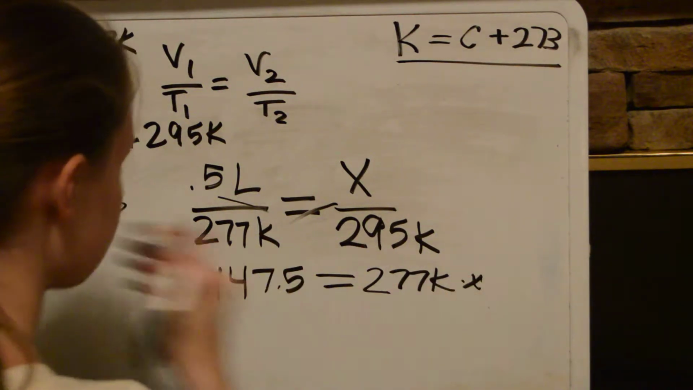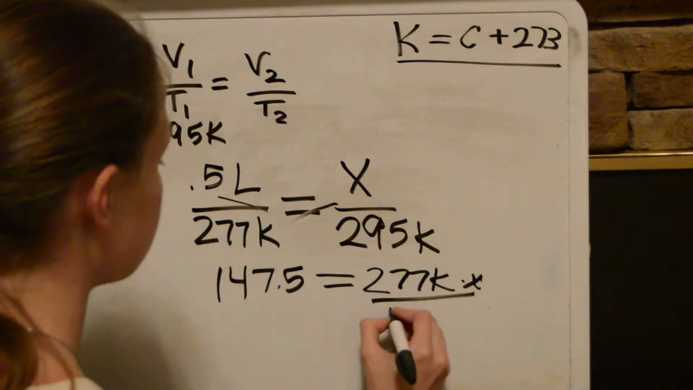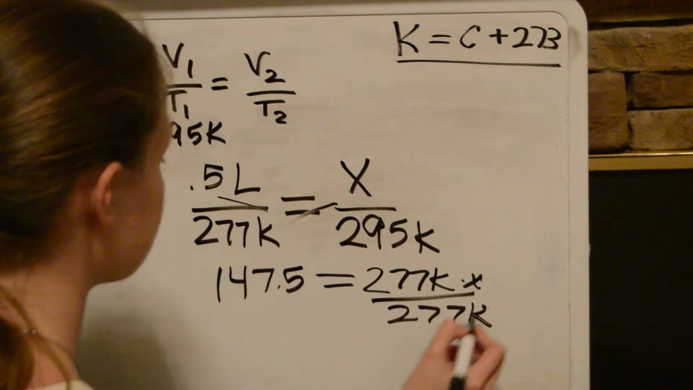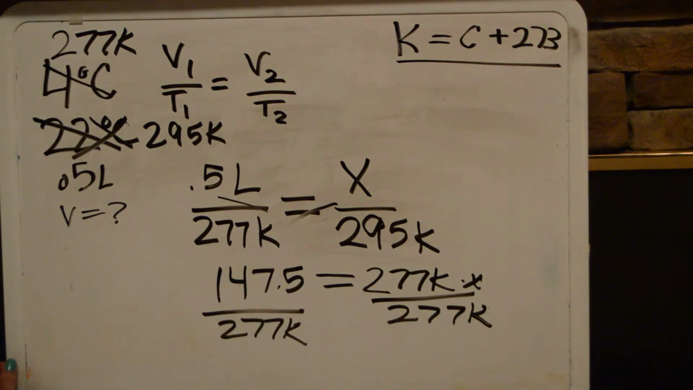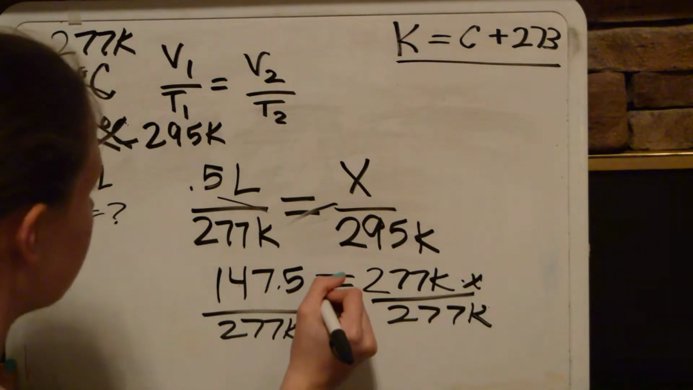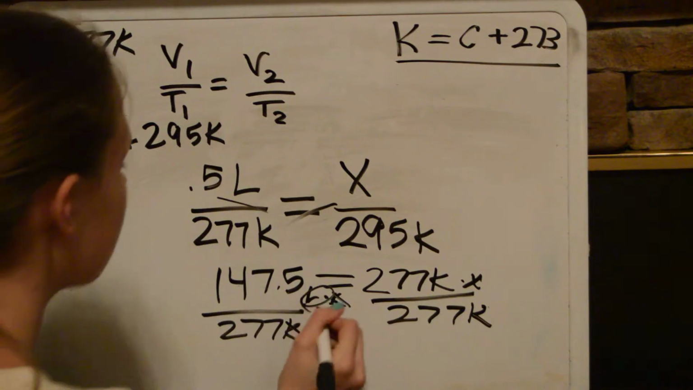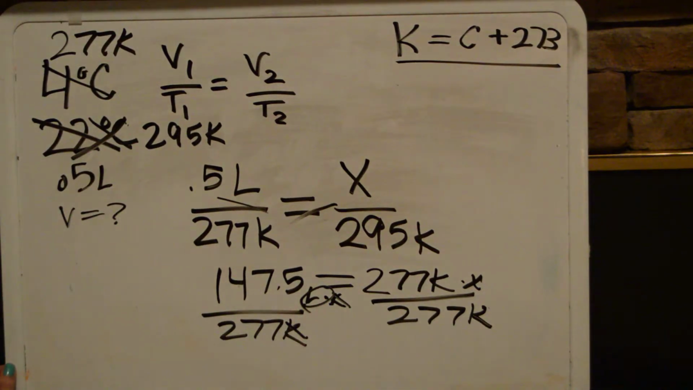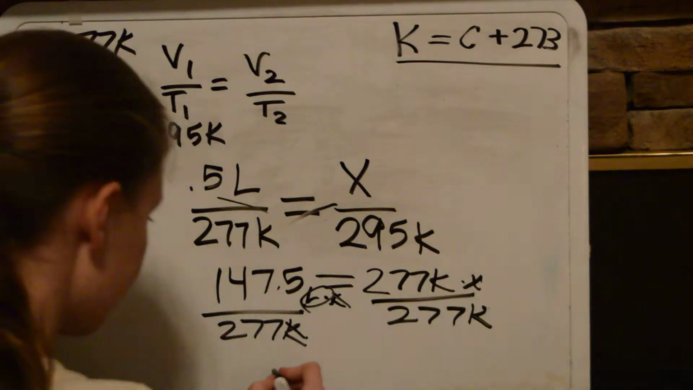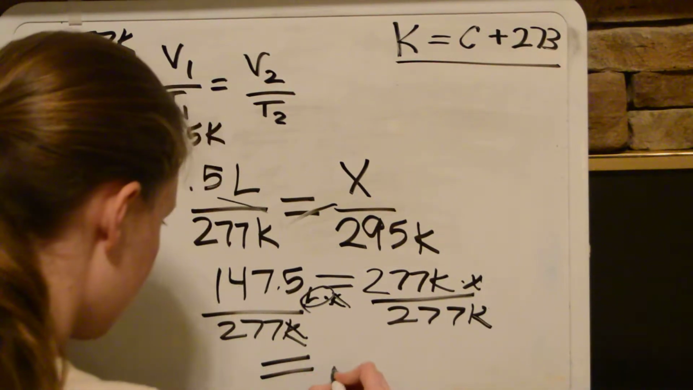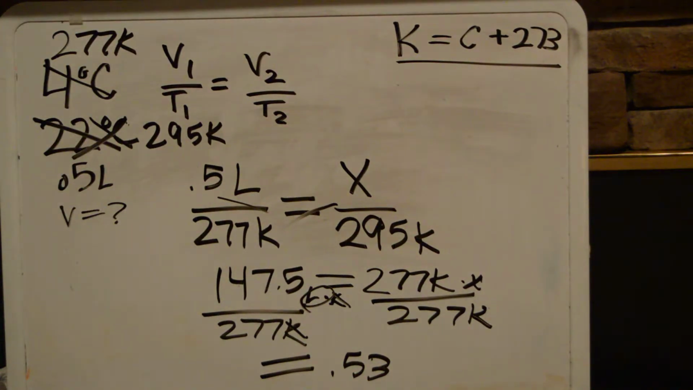And like the other problem, we need to isolate X. So we divide both sides by 277. I forgot to write down our units, but up here we would have liters and Kelvin, and we would cross out our Kelvin. So we're left with liters, which again is a volume unit. So 147.5 divided by 277 is 0.53. Way to go, guys. Okay, on to the next one.